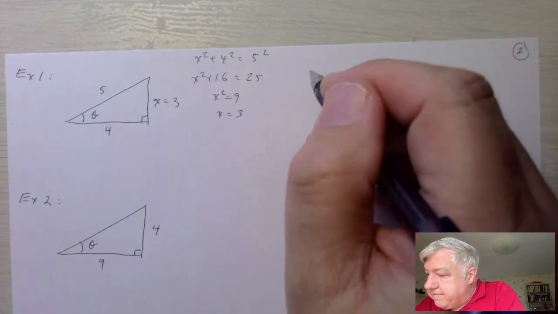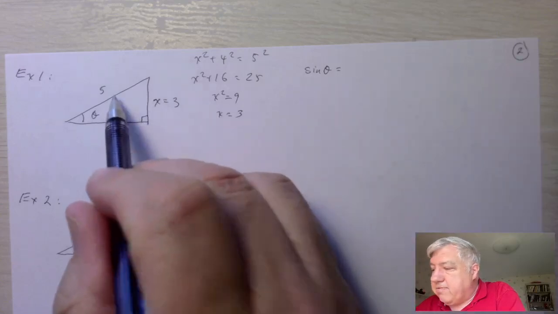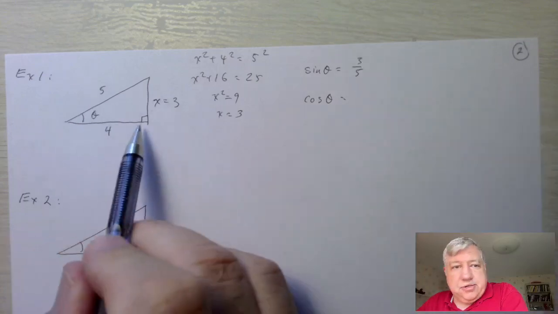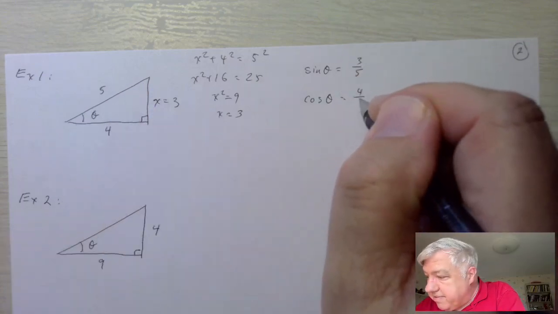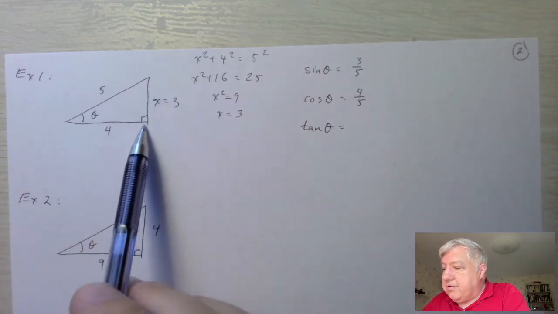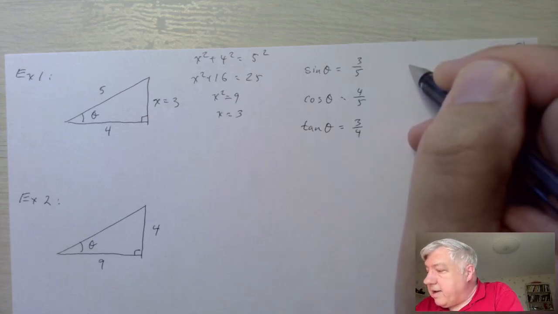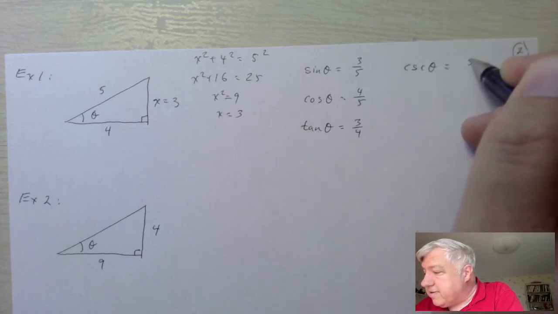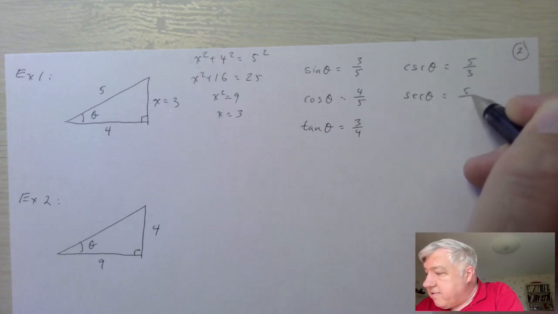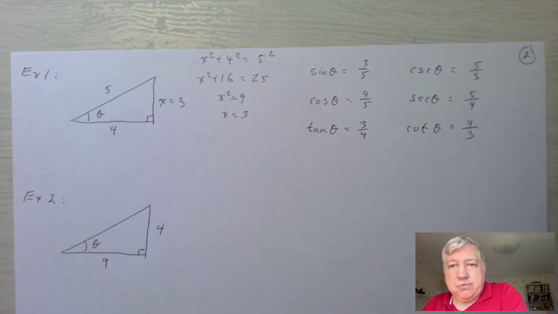Okay, and then we can find the trig functions as follows. The sine is going to be the opposite over the hypotenuse, so that's 3/5. The cosine is the adjacent divided by the hypotenuse, that's 4/5. The tangent is the opposite over the adjacent, it's 3/4. And then the cosecant, the reciprocal of the sine, is 5/3. The secant would be 5/4, and the cotangent would be 4/3.